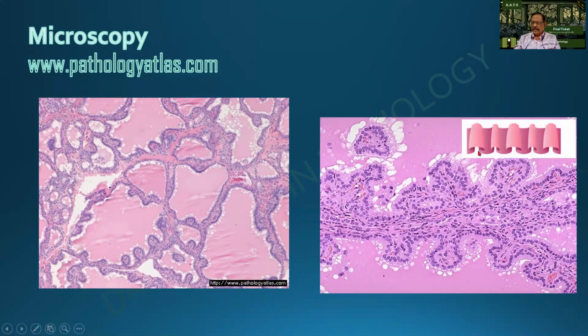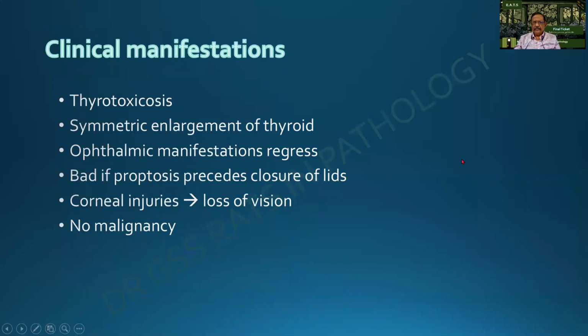A scallop is the border of the garment. The clinical manifestations can be thyrotoxicosis, symmetrical enlargement, and ophthalmic manifestation. They usually regress, but if proptosis precedes it, then there can be damage to the eyes, such as corneal injuries, and there can be loss of vision. But luckily there is no malignancy in the case of Graves' disease, as in the case of Hashimoto's where you get a lymphoma.